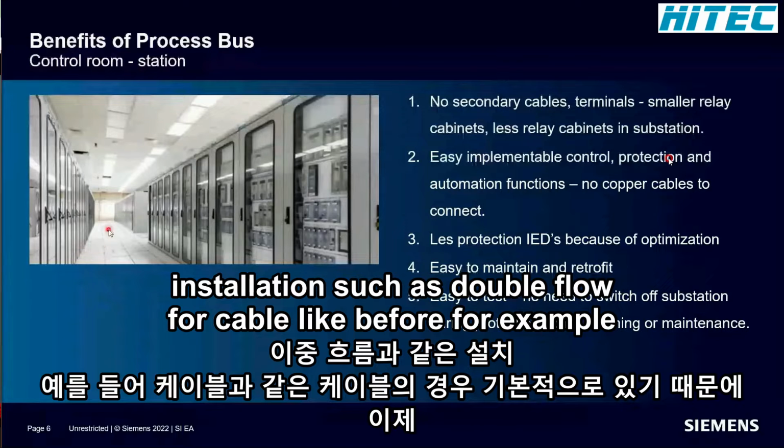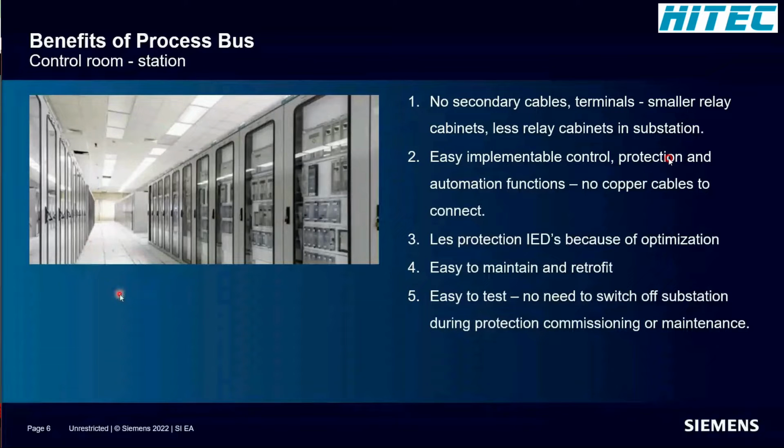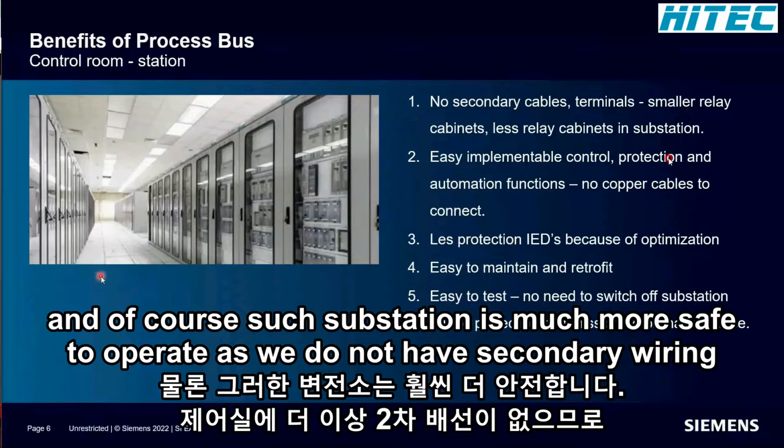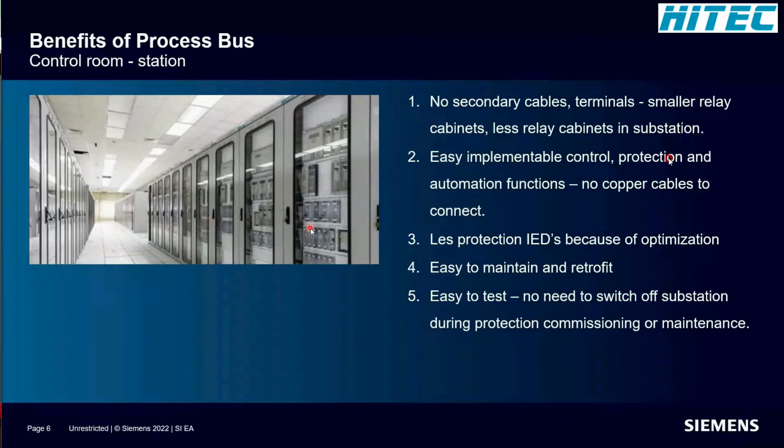Of course, we do not need any installation such as double floor for cables, like before, because basically there are only optical cables now in our control room. And of course, such substation is much safer to operate, as we do not have secondary wiring in control room anymore, so you cannot short circuit anything here inside.